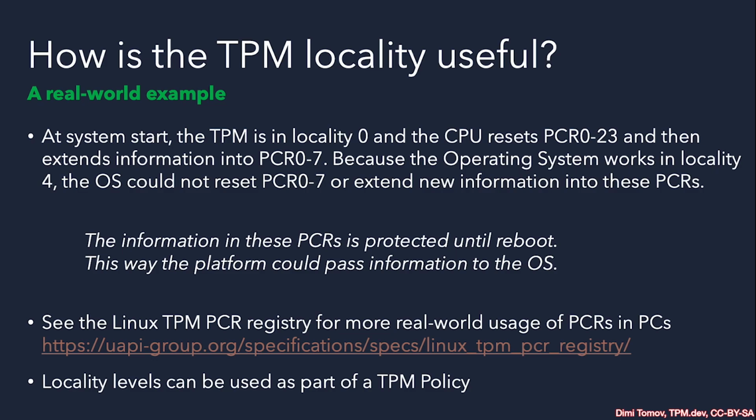Below, I've added a link to the Linux TPM PCR registry for more information about the real-world usage of PCRs in personal computers. Now let's get back to our example. Because the operating system works in locality 4, the OS could not reset PCRs 0 to 7 or add new information into these PCRs using PCR extend. This means that the information provided to us from the system start by the UEFI or BIOS into these PCRs is protected until the next reboot, and we can use that in our operating system or during the boot stages.